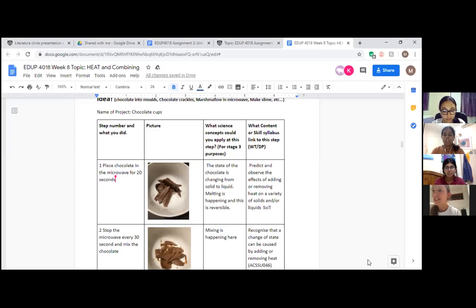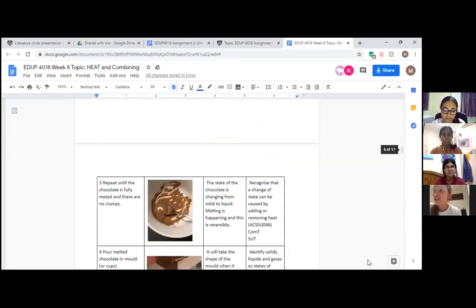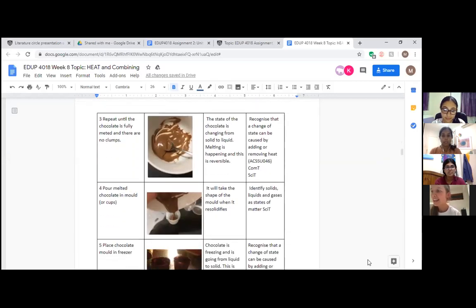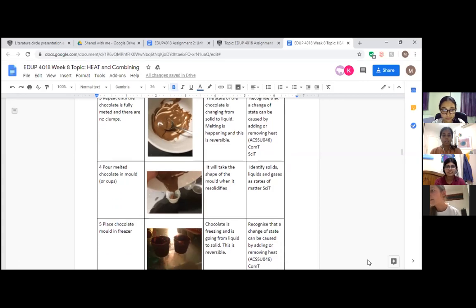And so students would predict and observe the effects of adding or removing heat on a variety of chocolate. They'd stop the microwave every 30 seconds and mix the chocolate. And they're recognizing that a change of state can be caused by adding heat. They're repeating until the chocolate is fully melted and there are no clumps. And the chocolate's turning to liquid and melting is happening, and this is reversible.